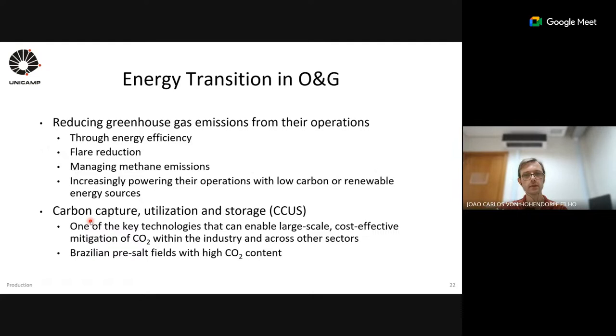especially for the reservoir engineers, carbon capture utilization and storage is one of the key technologies that can enable large scale cost-effective mitigation of CO2 with the industry across other sectors. Why? For us, especially in Brazil, when you have giant pre-salt fields with high CO2 content, it's interesting to try to use this amount of CO2, not just to reinject the CO2 inside the reservoir, but trying to use it as a product, as an instrument for an enhanced recovery method.